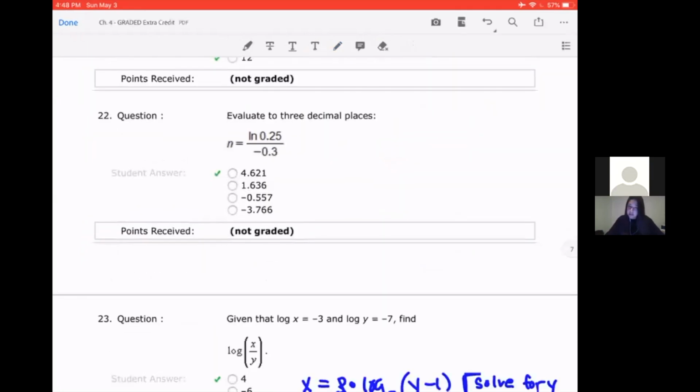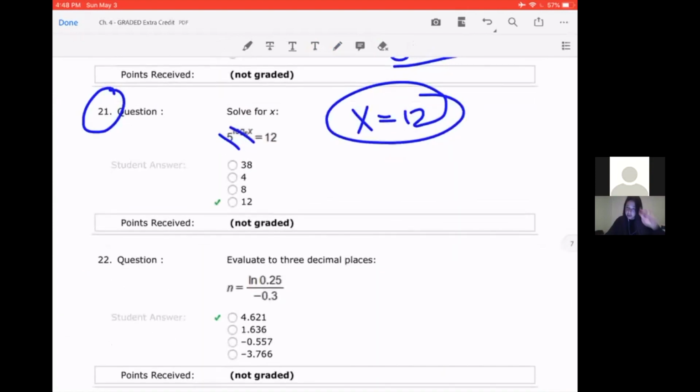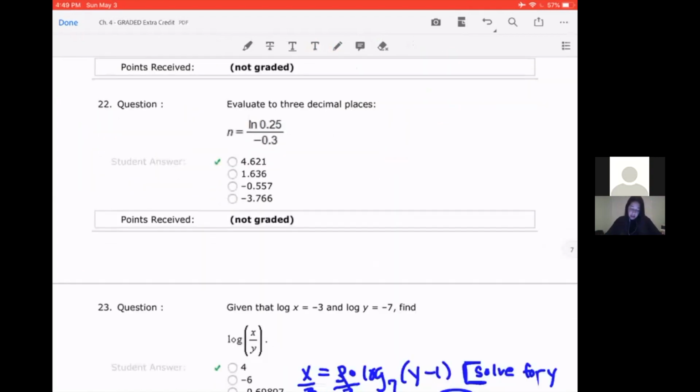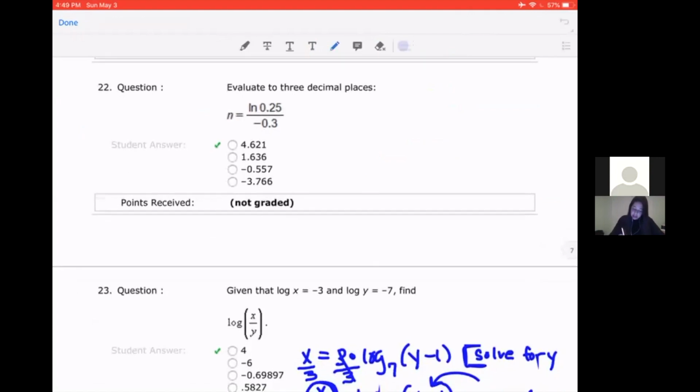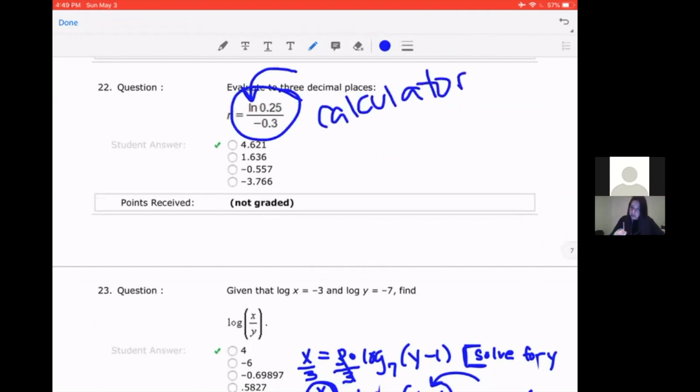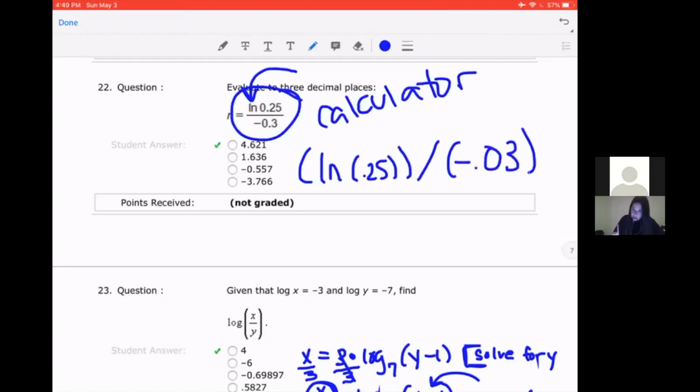And remember, part 1 of the test on Monday pretty much lines up with questions 1 through 20, okay? Part 2 of the test on Tuesday leans more towards questions 21 through 40. All right, question number 2, evaluate to 3 decimal places. Remember, this ln is just natural log, so this is just straight up, put it into the calculator, okay? To be extra careful, just put your parentheses, right? Parentheses ln 0.25 divided by parentheses 0.3. All right, it's always better to have an extra set of parentheses than to be missing one.